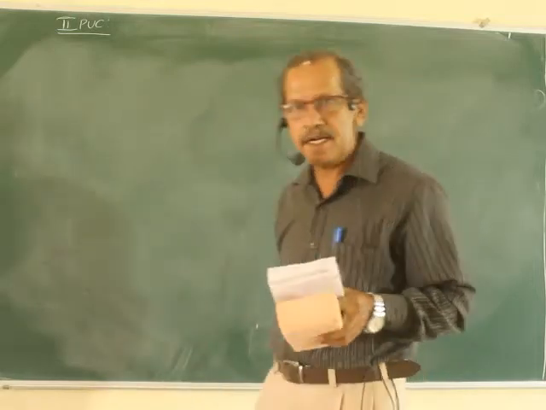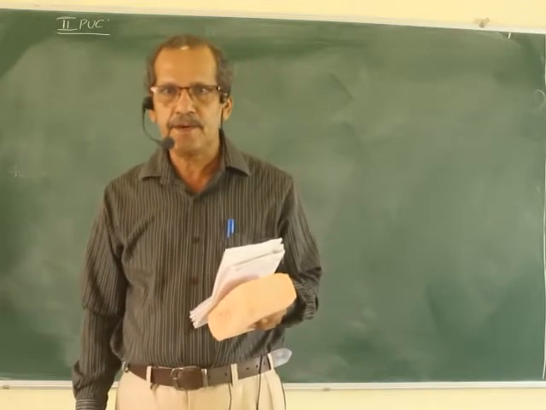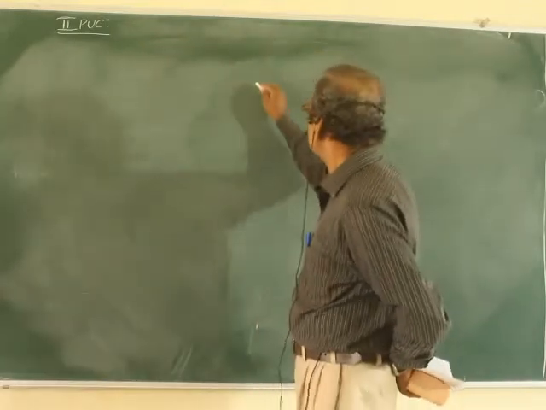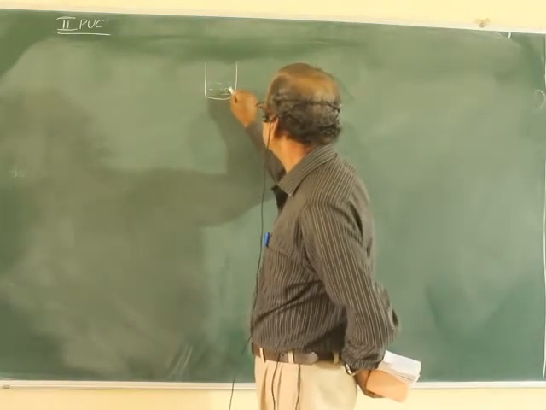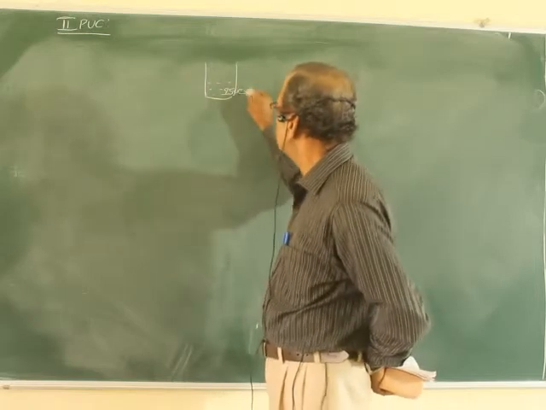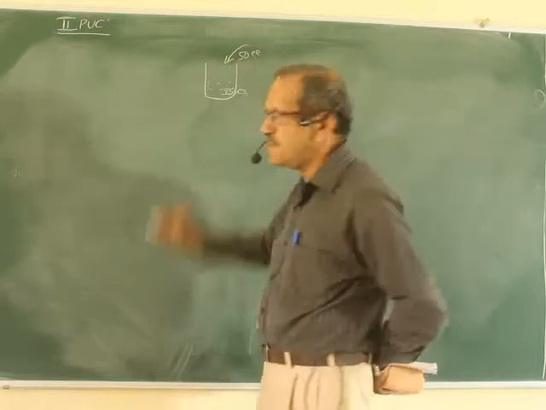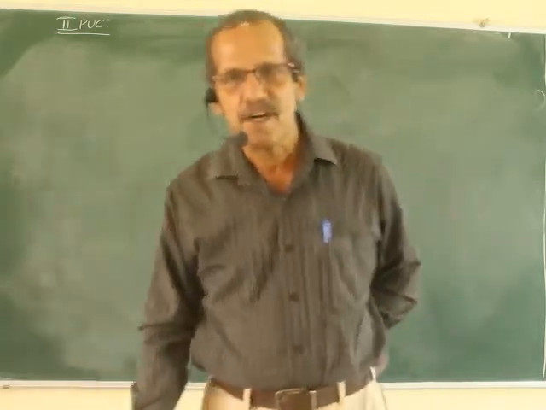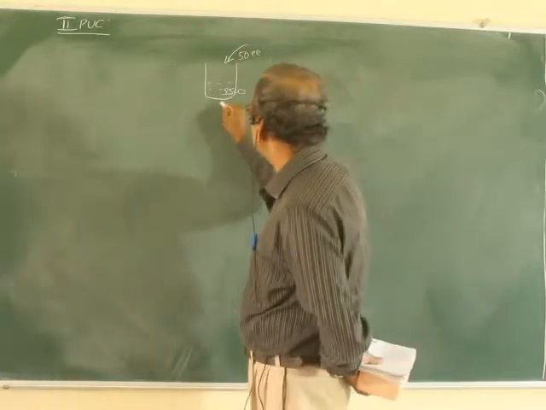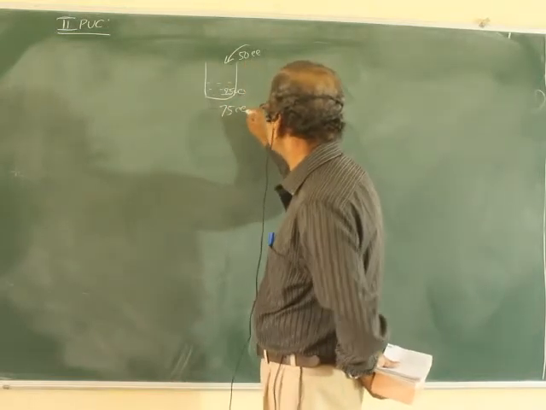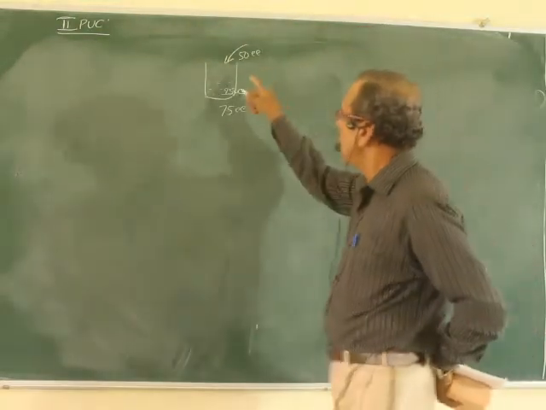Scalar is the physical quantity having only magnitude. Only magnitude, it is called a scalar. Just for example, in the beaker, already 25 cc of water is there. You are adding 50 cc more water to that beaker. What is the total amount of water in the beaker? Immediately your answer is 25 plus 50, 75 cc. Correct, no? 75 cc.